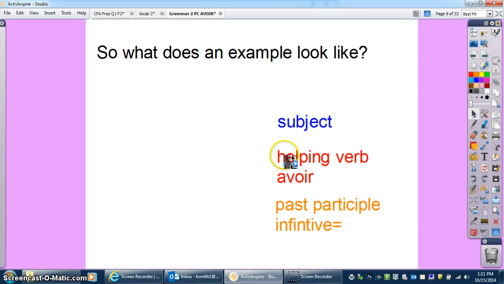So what does an example look like? An example of a subject is je. Your je form of avoir, your helping verb, is ai. And then to form the past participle of the infinitive, an example of that could be chercher. Again, I'll show you how to form the past participle in just a second. So bear with me for now. So j'ai cherché is past tense. So first part, second part, third part.